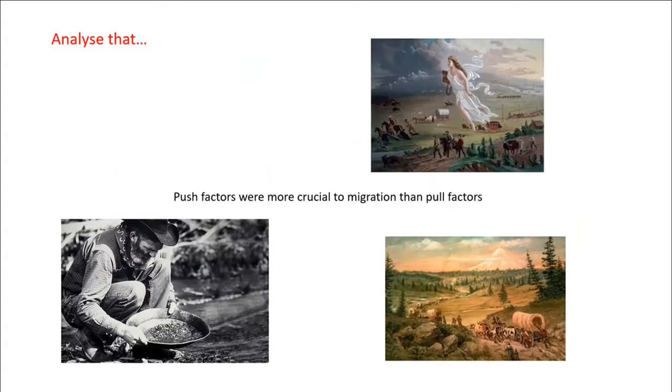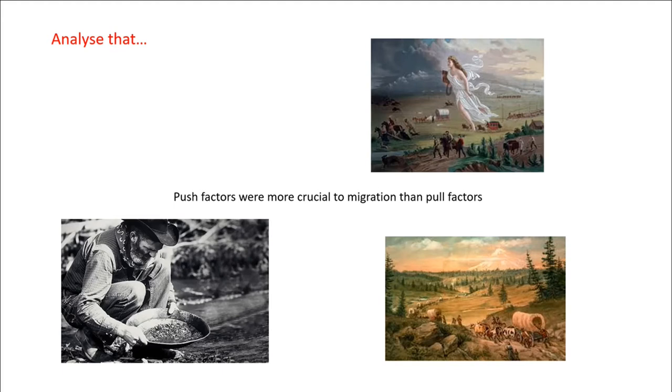So if we have a look here at an example of an analysed task, we've got push factors were more crucial to migration than pull factors. Well, push factors were important because of the financial panic of 1837, because of some soil exhaustion in the Old Northwest, because of some religious persecution of the Mormons. Of course, push factors were important, and of course, hard times in the East were a motivating factor for people to try and find a better existence in the West.